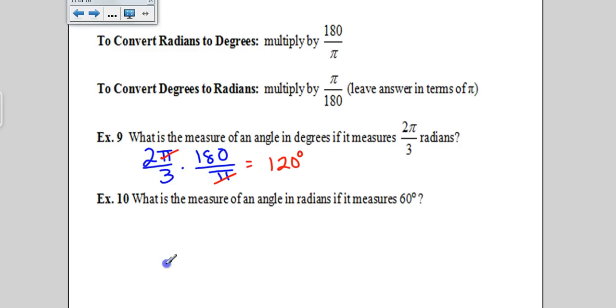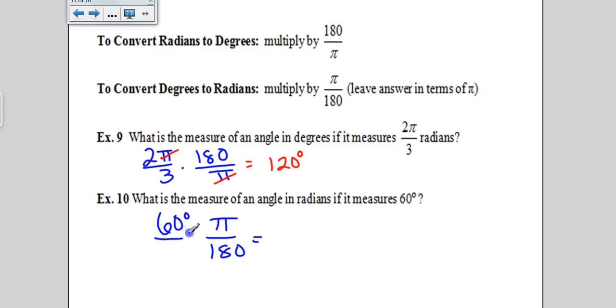Now the next question goes the other way around. It says I have a 60-degree angle and I want you to measure that in radians. So we're going to start with 60 degrees, and the directions at the top say to go the other direction, multiply by pi over 180. What's unusual about radians is they're always left in what's called exact form, which means we're going to leave the pi as part of the answer.